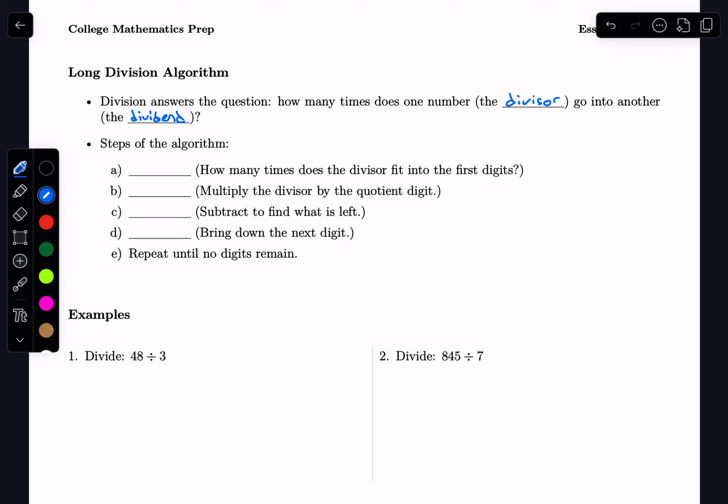So a couple steps. First step is we are going to divide. We want to know how many times the divisor fits into the first digits. So we're not dividing the whole number in that first step, just the first digit. Then we will multiply whatever we got from step 1 by the divisor. So we'll multiply the divisor by that quotient we just got. Then we will subtract that from down below, to find what is left over. We'll bring down, or drop, the next digit, and then we'll repeat. So we're going to actually work through a couple of these.